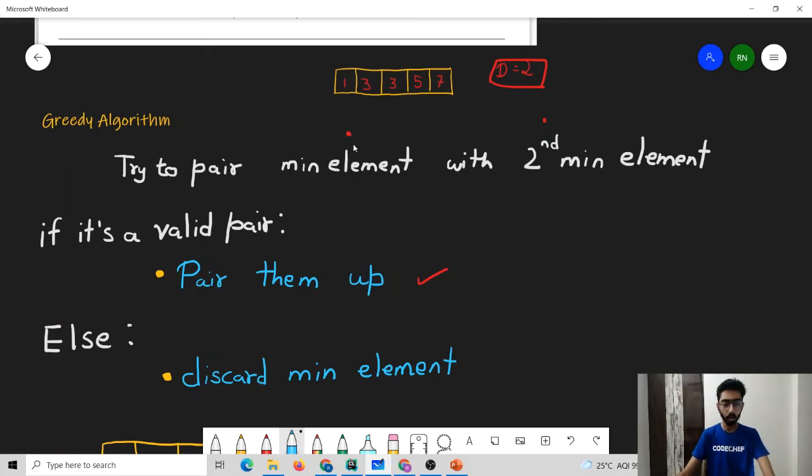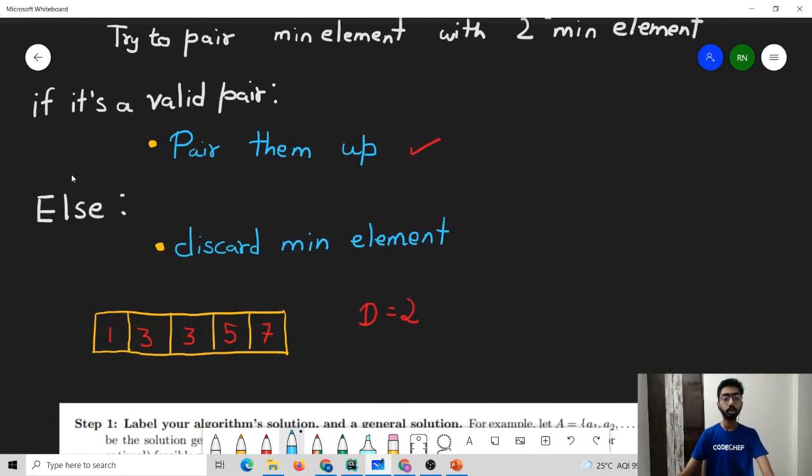Let us have a look at how this greedy approach can give us a solution for the example that we took over here. In each step we are going to find the minimum element and the second minimum element. In this case, 1 is the minimum and 3 is the second minimum element. Now we check whether this pairing is valid or not. 1 and 3: yes, the pairing is valid because the difference is less than or equal to 2. So we pair them up.